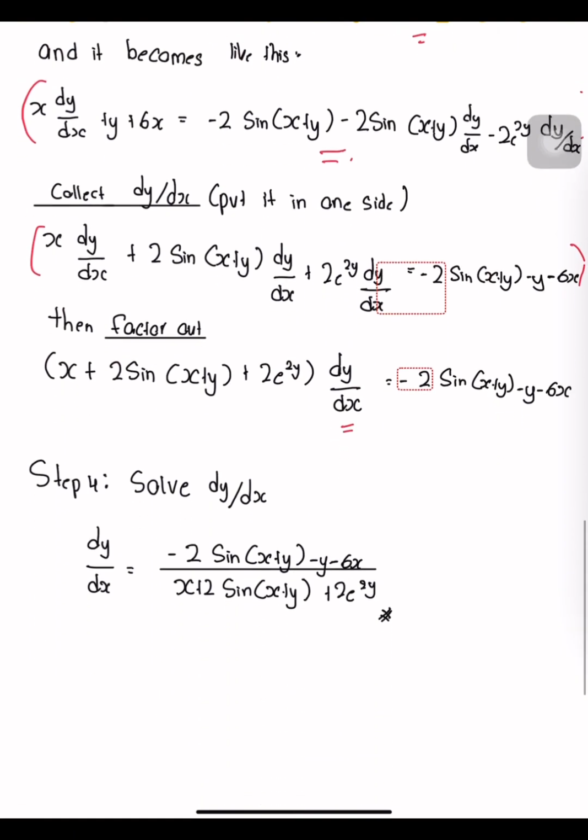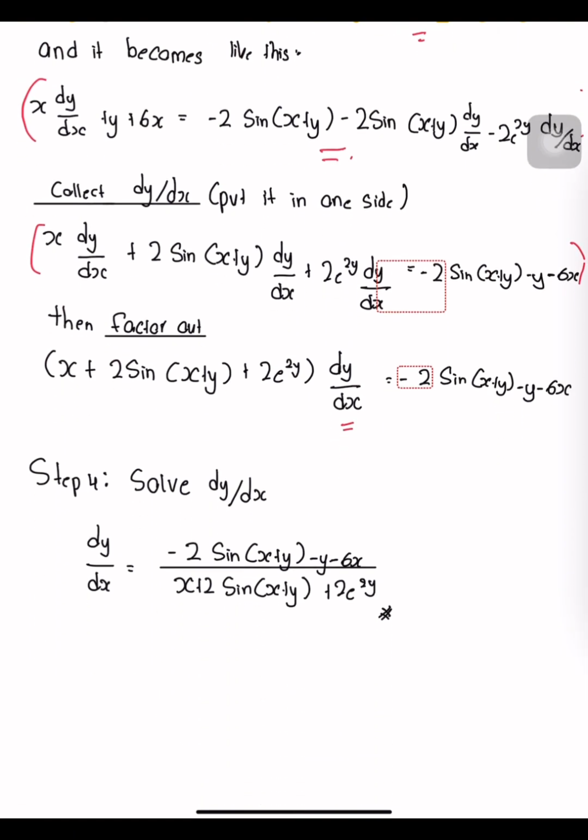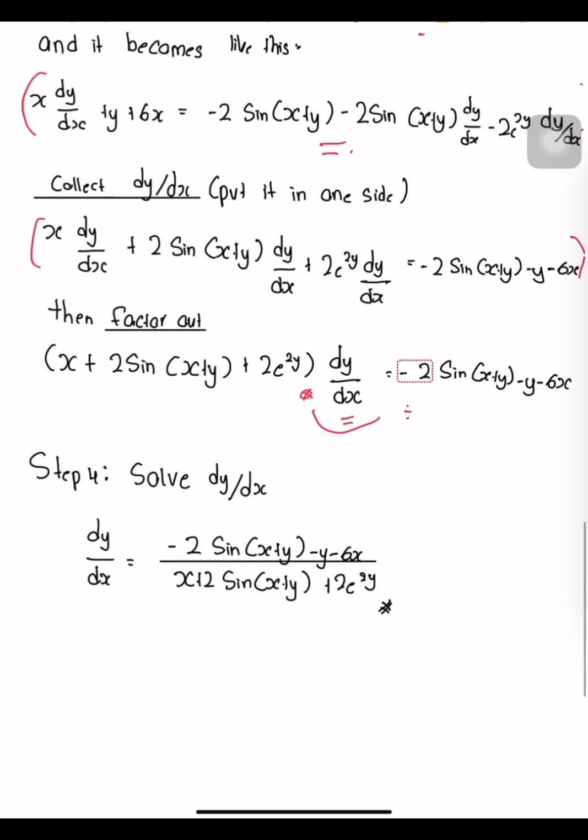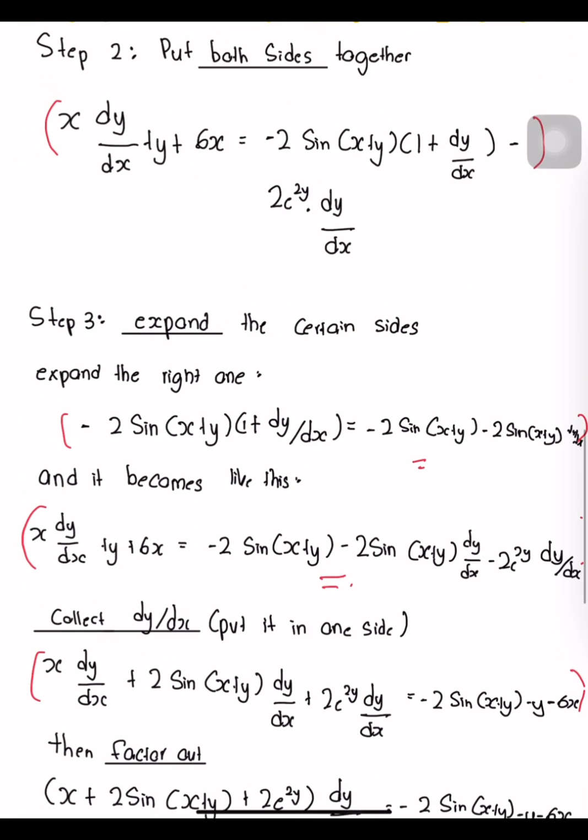Alright, last but not least, we solve for the dy dx. As you can see, x plus 2 sin(x + y) plus 2e to the power of 2y times dy dx. We should bring the x plus 2 sin(x + y) plus 2e to the power of 2y into the back. In the front they are multiplied, so if we bring it to the back, we should divide it. So at the end, the answer is dy over dx equal to negative 2 sin(x + y) minus 6x over x plus 2 sin(x + y) plus 2e to the power of 2y. So this is the final answer. Alright, I think that's all from me.